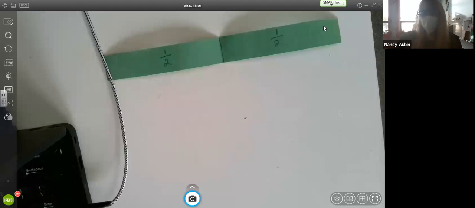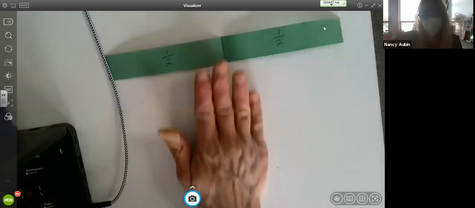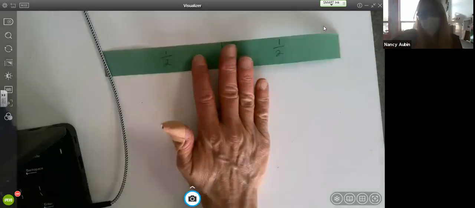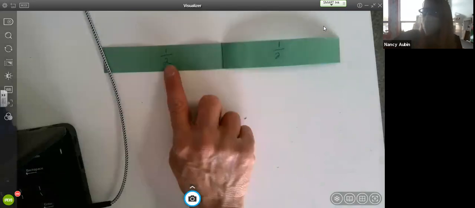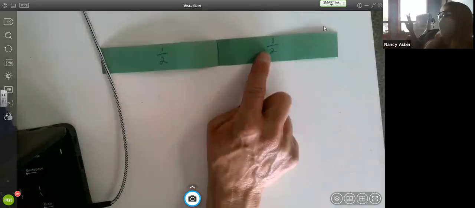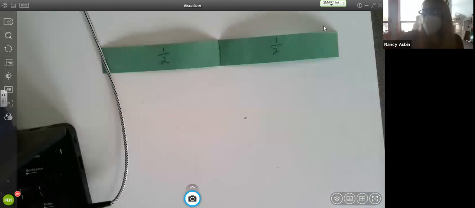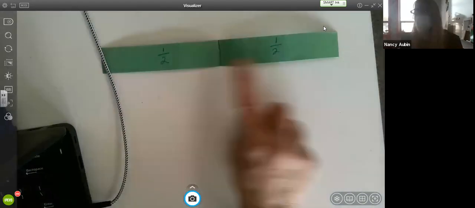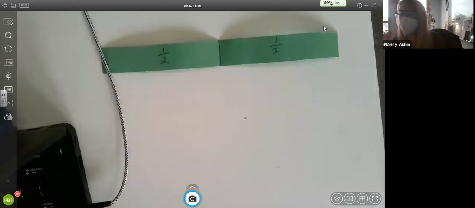Okay, give me a thumbs up when you have your 2 fractions. Notice if I added 1/2 plus 1/2, I would have 2 halves or 1 whole. That is the whole strip, right? But when I divide it up into 2 equal parts, I have 1/2 plus 1/2. Okay, I'm going to ask you to get your yellow strip out next.